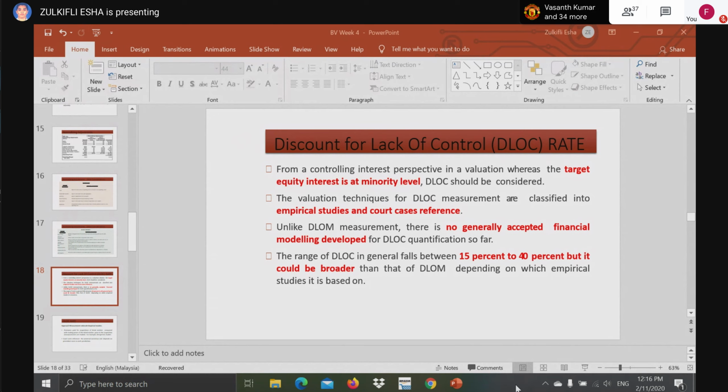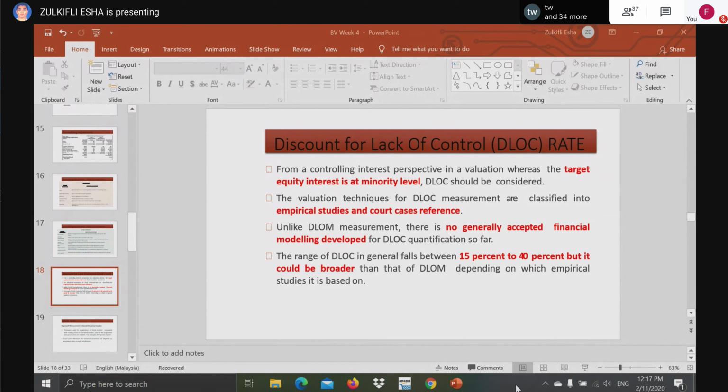So if there are no court cases available, we may need to do some analysis on empirical studies or case studies to determine the rate for the discount for lack of control. Unlike the discount for lack of marketability, there is no generally accepted financial modeling developed for the DLOC quantification so far.